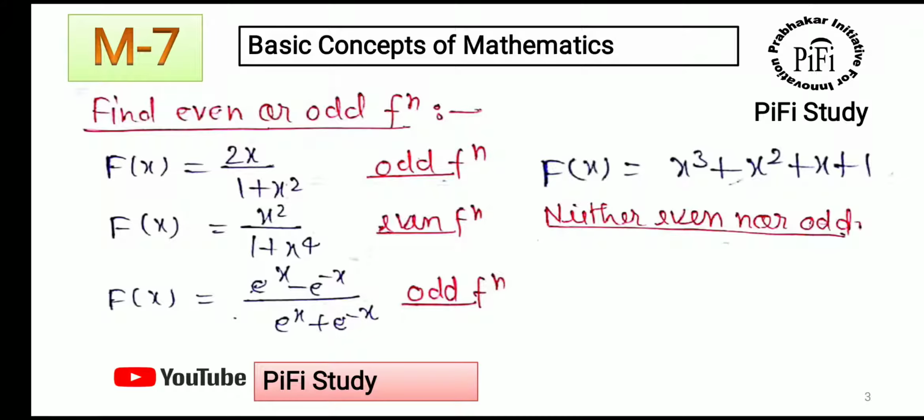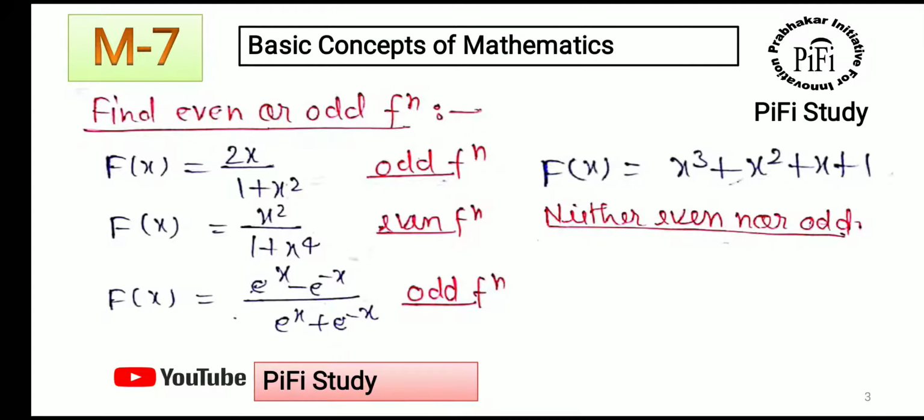And in the third case, f(x) is equal to e to the power x minus e to the power minus x, divided by e to the power x plus e to the power minus x. Replace x by minus x, then what will it be? e to the power minus x minus e to the power x, divided by e to the power minus x plus e to the power x. So take negative common from this function, then you will get minus f(x). So f(minus x) is equal to minus f(x), so it is an odd function.